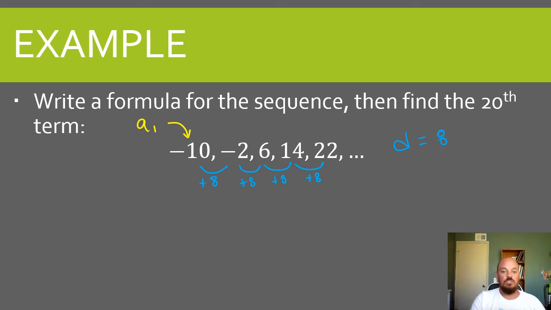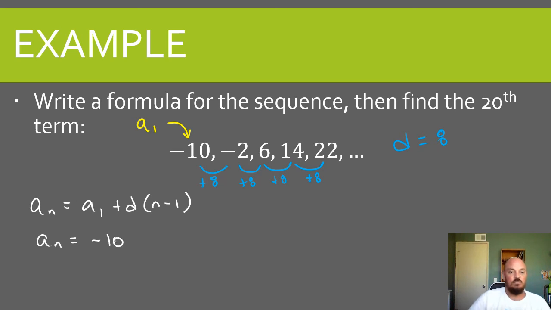Now remember, those were the only two things I needed for my formula. My formula was an equals a1 plus d times n minus 1. So I'll leave the an for now. a1 is -10, that's the first term, I marked it in yellow up there, plus d is 8, and then you have the n minus 1.